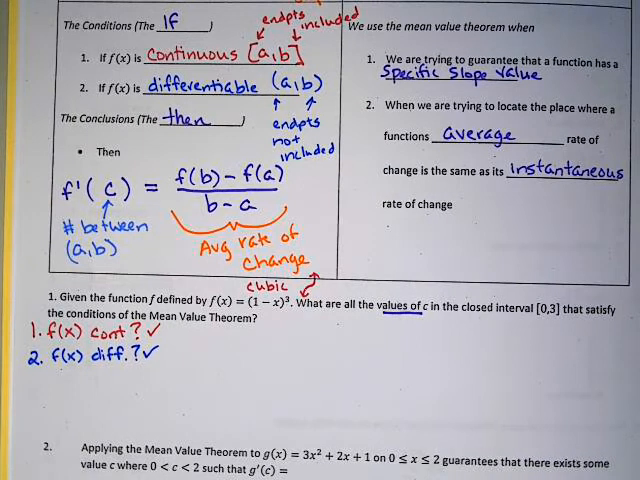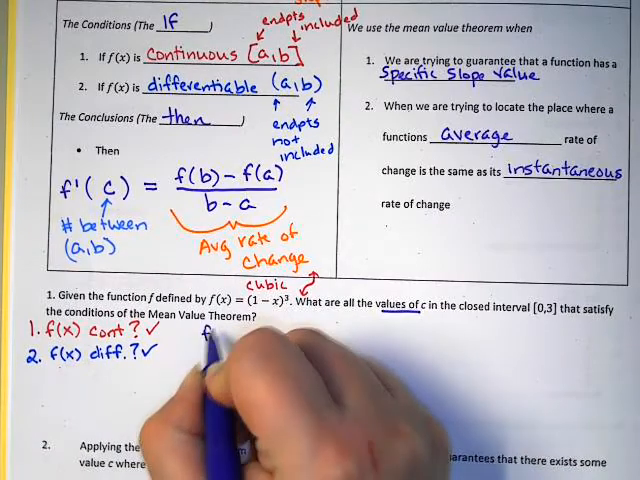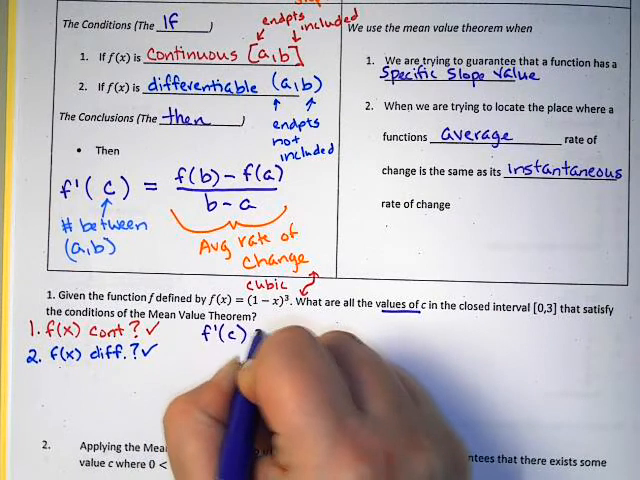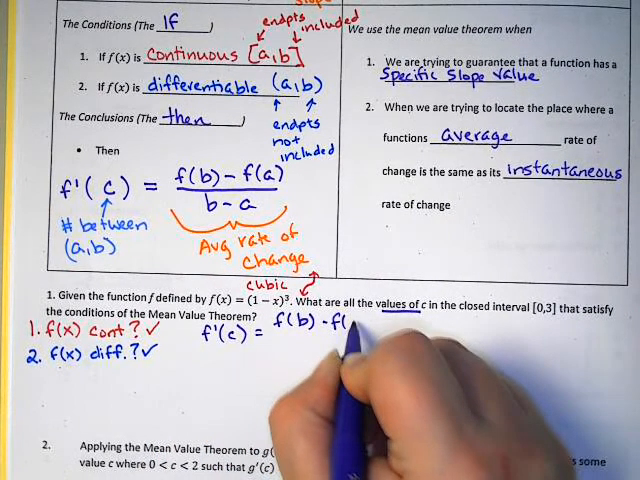So since both of these conditions are met, we can apply the mean value theorem, which says that the instantaneous rate of change must equal the average rate of change at some point on the interval.